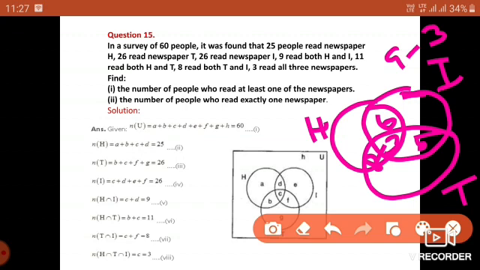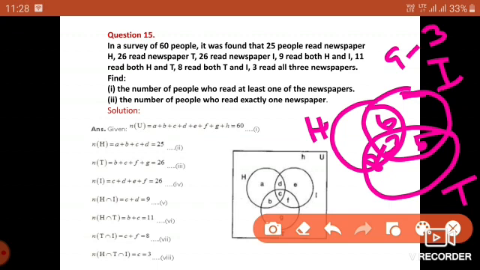So you know to fill it. Listen once again. 3 read all 3 newspapers should be written in the common column, 3. Next, 9 read both H and I. So 6 plus 3, 9 you have to get. Already 3 is there, subtract from 9. So 9 minus 3, 6.